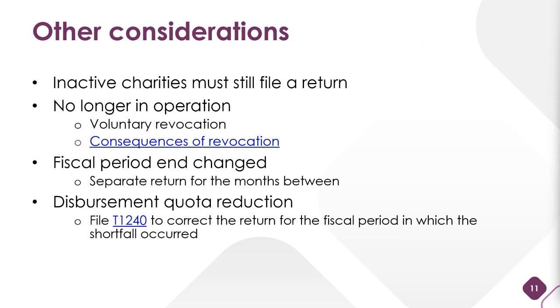If you have received approval to change your fiscal period year end, you will have to file a separate return for the months between the old fiscal period year end and the beginning of the new fiscal period. If you have received approval to reduce your disbursement quota, you must file Form T3010, Registered Charity Adjustment Request, to correct the return for the fiscal period the shortfall occurred in.